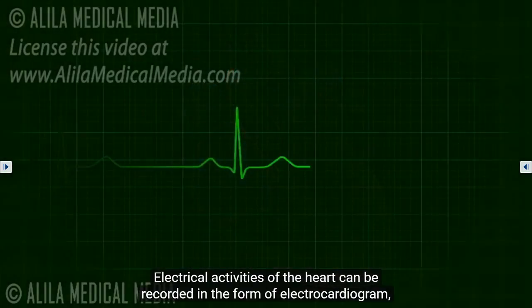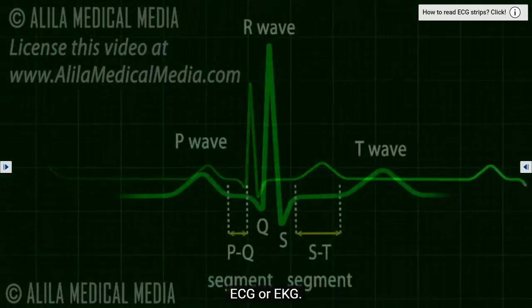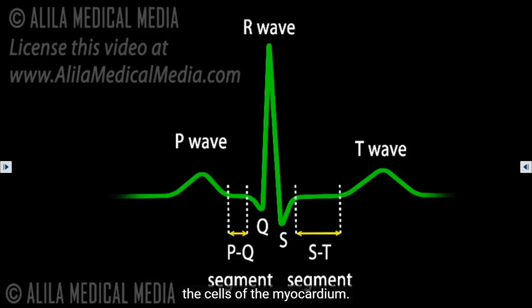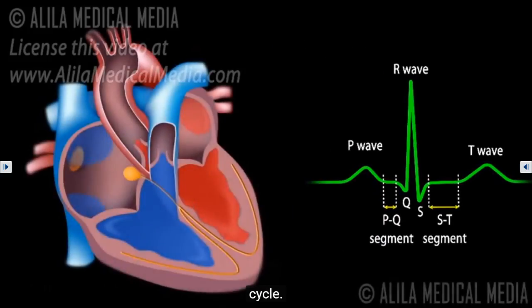Electrical activities of the heart can be recorded in the form of an electrocardiogram, ECG or EKG. An ECG is a composite recording of all the action potentials produced by the nodes and the cells of the myocardium. Each wave or segment of the ECG corresponds to a certain event of the cardiac electrical cycle.